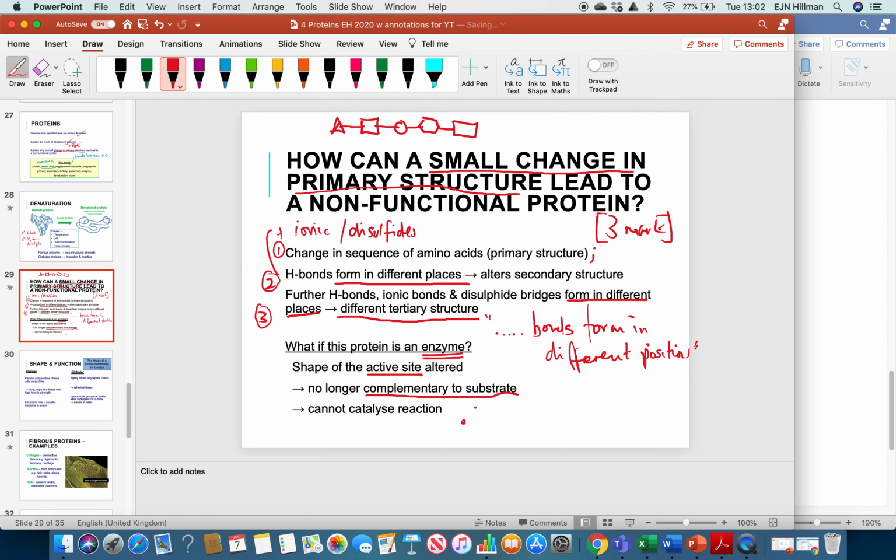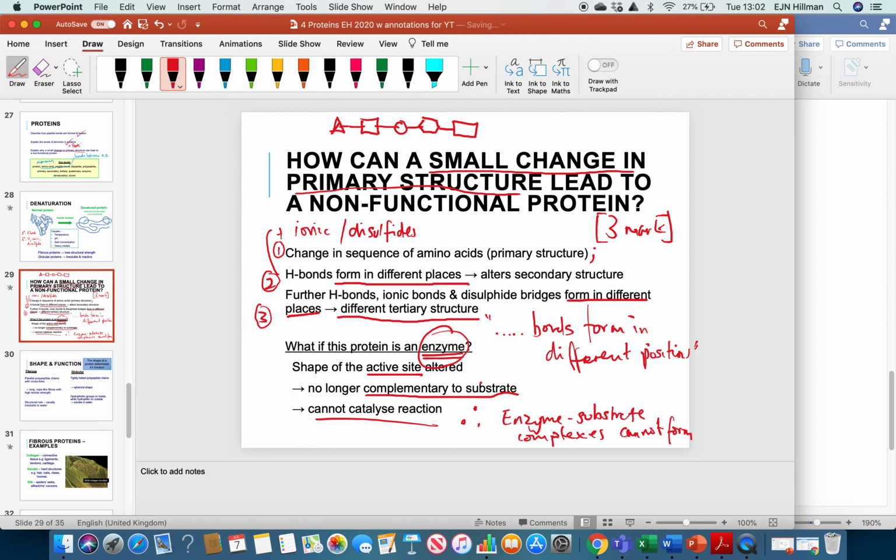Therefore, those enzyme substrate complexes cannot form, and therefore the reactions cannot be catalyzed. That's the way we go if it's an enzyme.